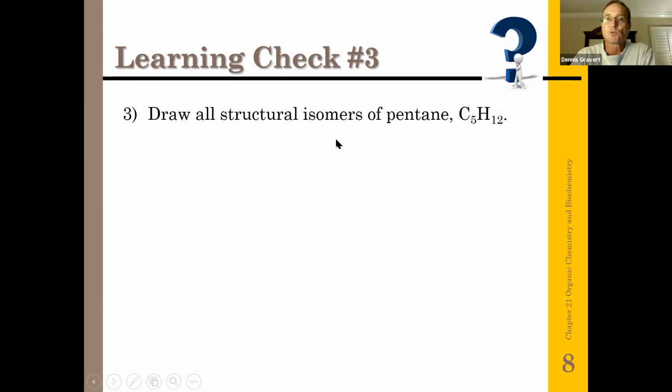Ooh, draw all structural isomers of pentane. So pentane sounds like pentagon or penta. Remember we used penta when we're naming molecules. Penta means 5. So this is a hydrocarbon, C5H12, just C's and H's.